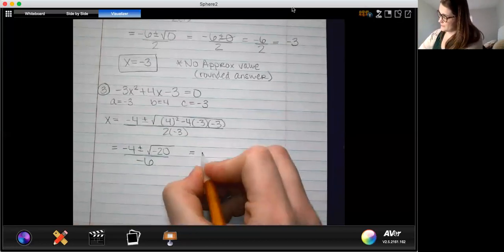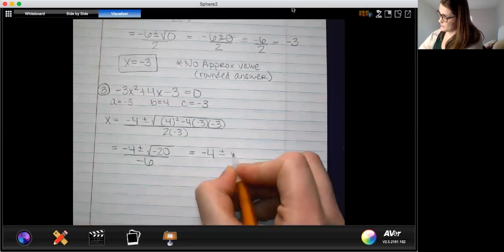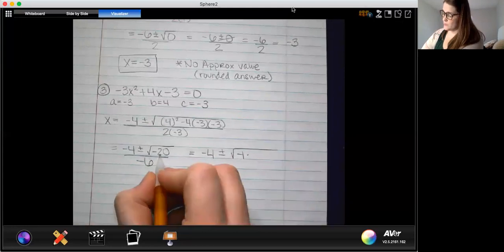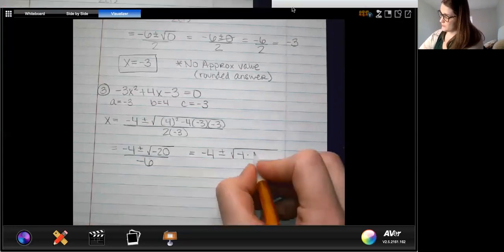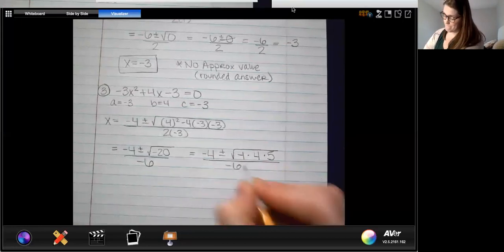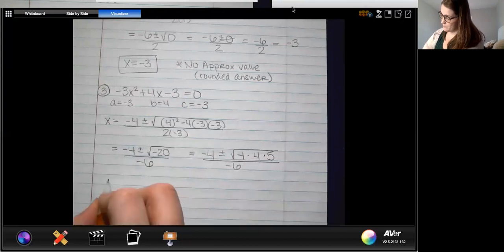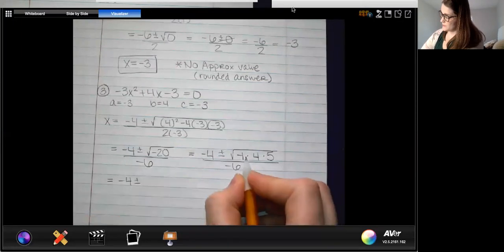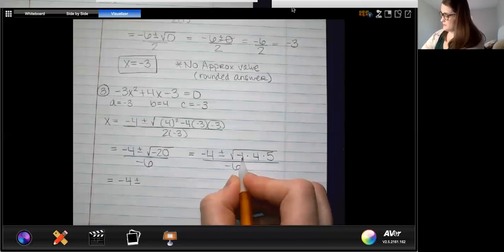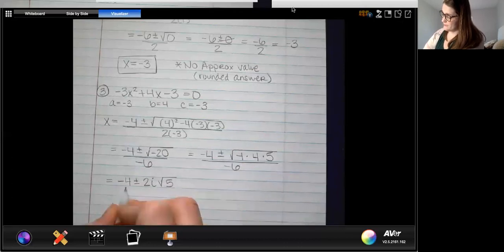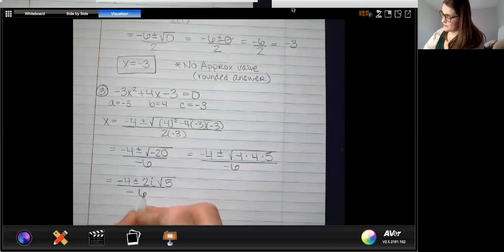So we have -4 plus or minus the square root. So we pull out the negative, and then we pull out our factor of 20. That's a perfect square, which is 4, which leaves us with 20. So then -4 plus or minus, well, square root of -1 is I, square root of 4 is 2, so we have plus or minus 2I, square root of 5, all divided by -6.